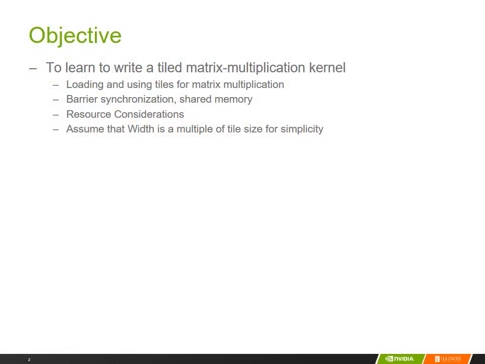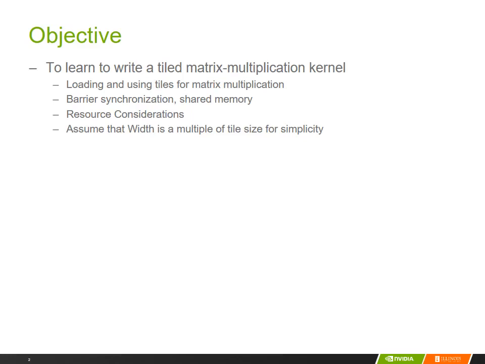The purpose of this lecture is to put our understanding of the tiled matrix multiplication algorithm to practical use and learn how to write a tiled matrix multiplication kernel. We'll study the kernel code for loading and using tiles for matrix multiplication. We'll see the practical use of barrier synchronization and shared memory in the kernel.